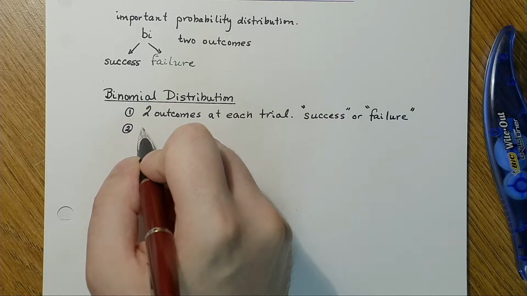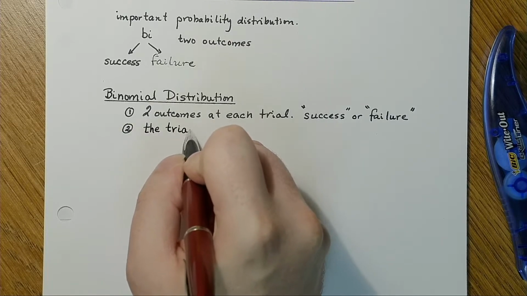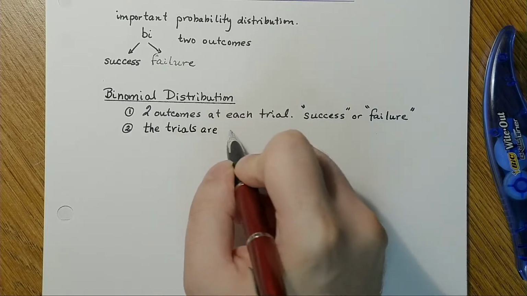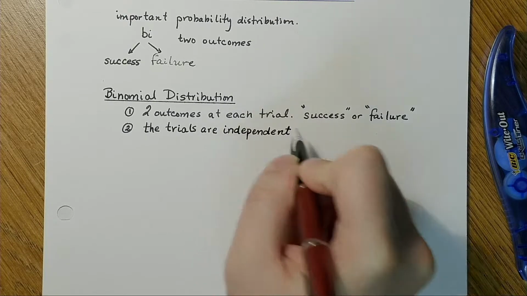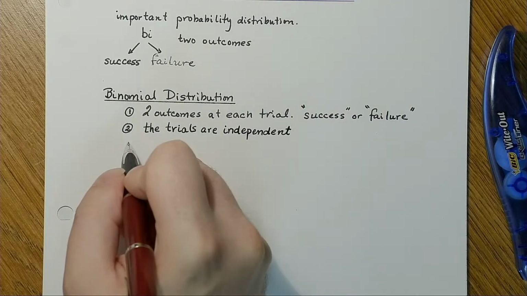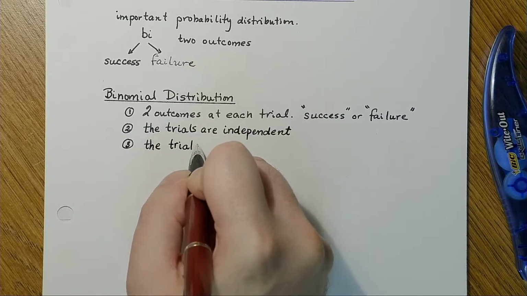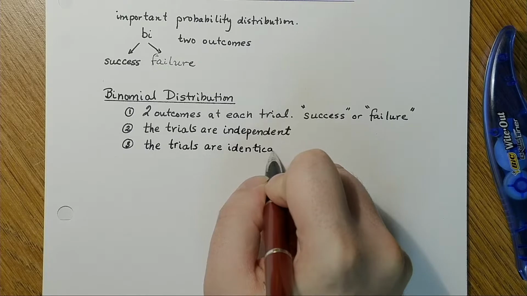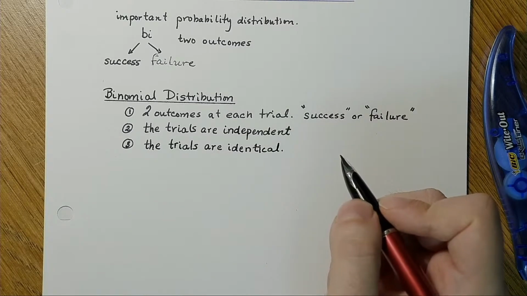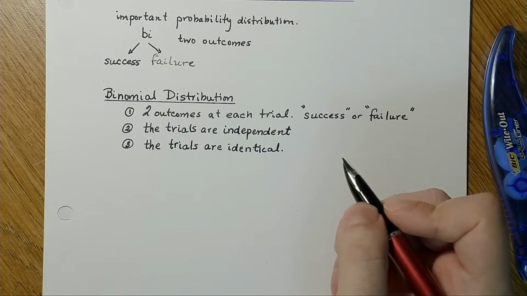The next one is that the trials are independent. Like in the case where we're rolling the die, the probability of the previous trial doesn't affect the probability of the next trial. And lastly, the trials are identical, meaning it's not changing. Like I said, it's not changing from flipping a coin to rolling a die to choosing a card. They're all the same.